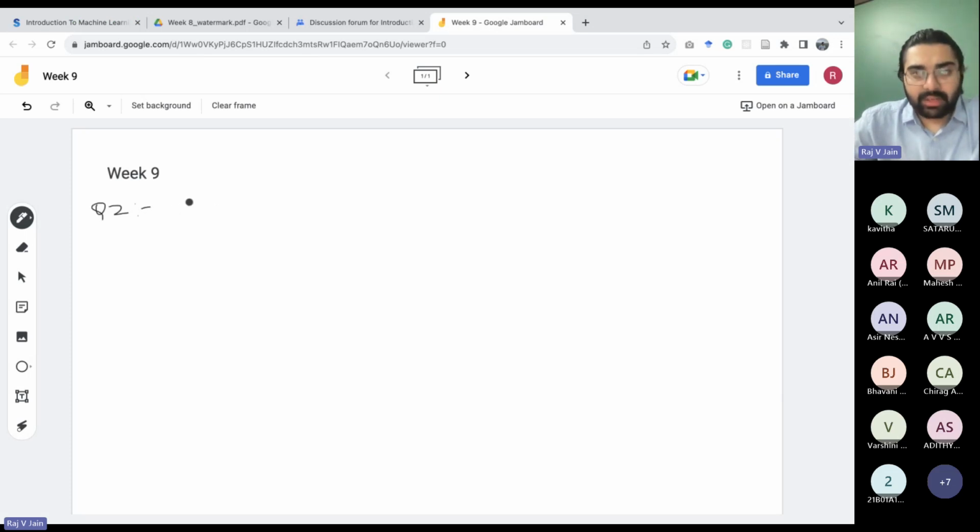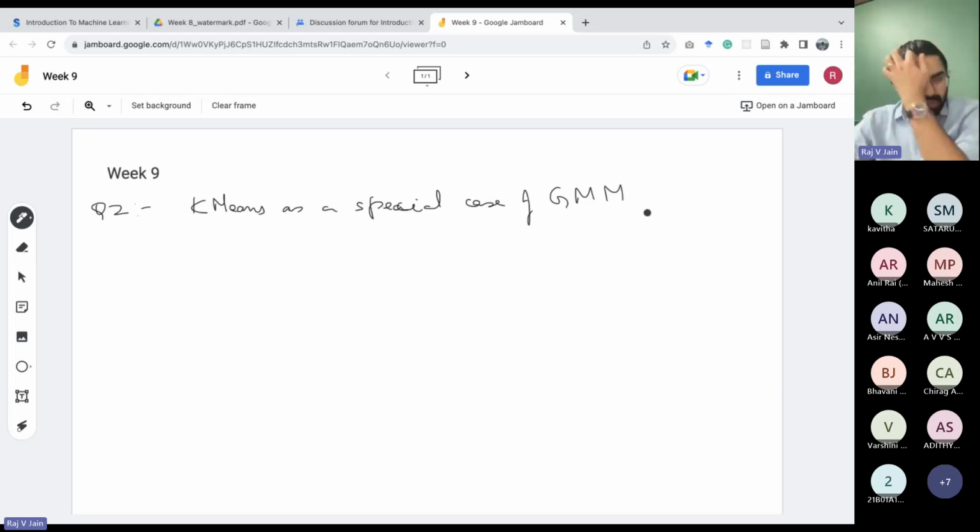If you want to know why it works well for round shapes, you need to look at k-means as a special case of Gaussian mixture models. If you're not aware of these terms, leave it. In case you're aware, then you can just look at this particular thing. It's a very famous proof, you'll get it anywhere. If you look at that, you'll get a mathematical intuition of why this is true.